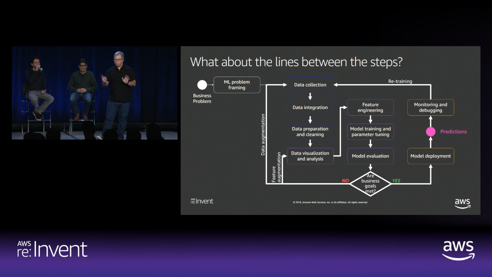And this diamond is still a problem, no matter what. I have to figure out how I'm going to decide if the model's good enough. And so to talk about how we look at solving that and how we use Step Functions to solve that, I'm going to turn it back over to Andy.